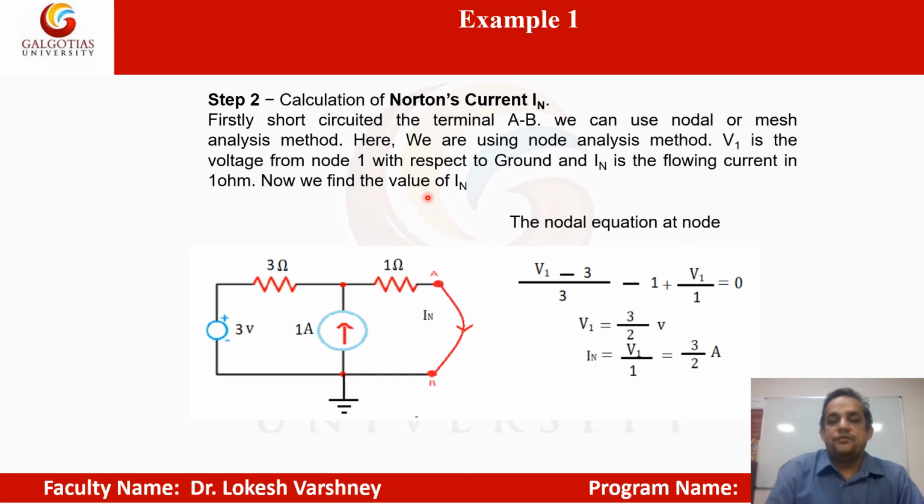Now we find the value of IN. Here we apply the node analysis method. There are 3 branches, 1, 2 and 3. So we are using 3 steps. First one: (V1 minus 3) upon 3, this current. Then the next branch, V1 upon 1. Now we find the voltage V1.